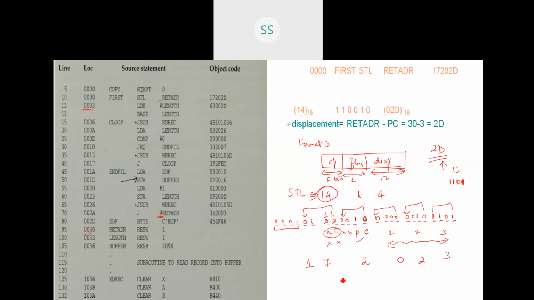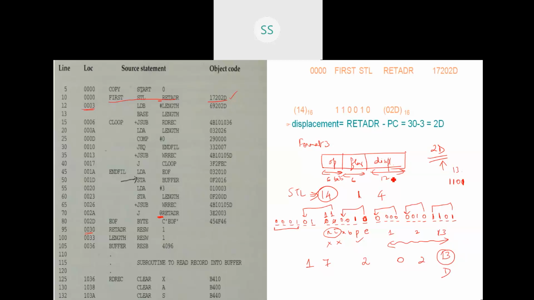So your object code for this particular instruction is 17202D. Okay, I'm sorry, this is 13 actually, and this 13 is written as D. So you get it as 17202D.